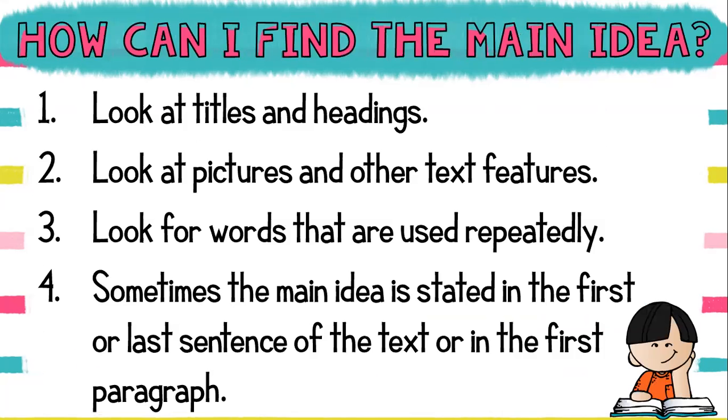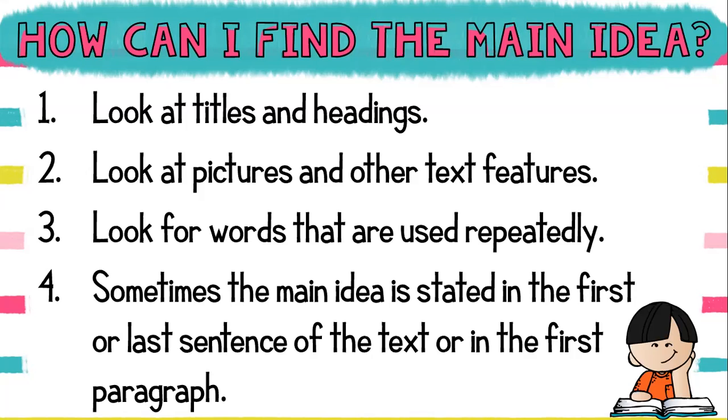All right, so what are some ways that I can find the main idea? So a couple of things, we did this in class last year, and this year also, is we're going to, one, look at the titles and headings, because that's really going to tell me what the topic is. When I look at the title or heading, I can pretty much figure out what that topic is going to be about. Then I'm going to look at pictures and other text features, because a lot of times they give us some very useful information in the pictures and in those text features.